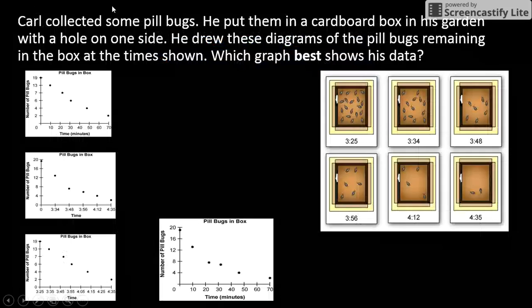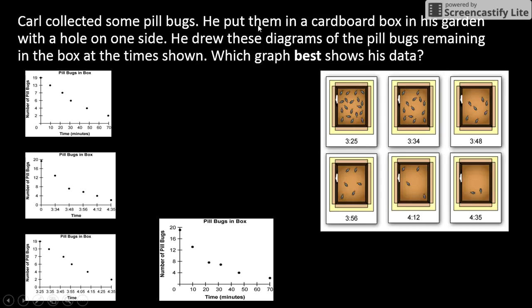Okay, this one. Carl collected some pill bugs. He put them in a cardboard box in his garden with a hole on one side. He drew these diagrams of the pill bugs remaining in the box at the time shown. Carl sounds kind of like a creep. So at these different times, we have 3:25, 3:34, 3:48. So he started timing. All of our times are in the threes.